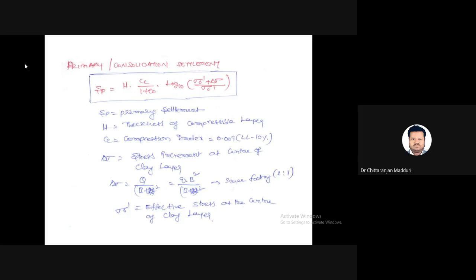So when load is applied on the soil mass, water escapes through the top layer and bottom layer. So there may be some variation in settlement in the top layer and bottom layer. But at the center, we can get a uniform settlement. That's why effective stress is determined at the center of the clay layer.